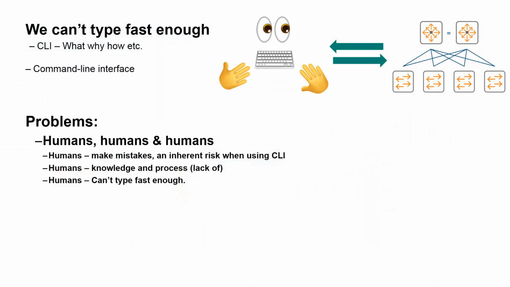So what's the problems with the CLI? Well, it's humans, humans and humans. So humans make mistakes. So there's inherent risk when using the CLI. You can put the wrong IP address or the wrong command. I'm sure we've all had that cold feeling when you enter the wrong command and the screen freezes because you've just cut yourself off from a device. These are risks. So there's inherent risk in the CLI.